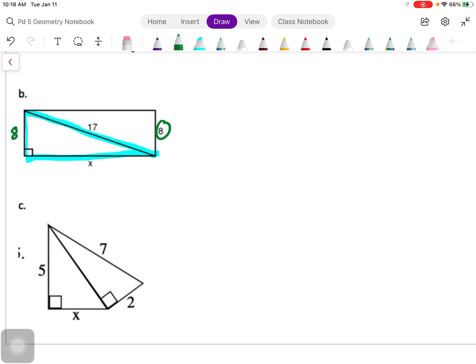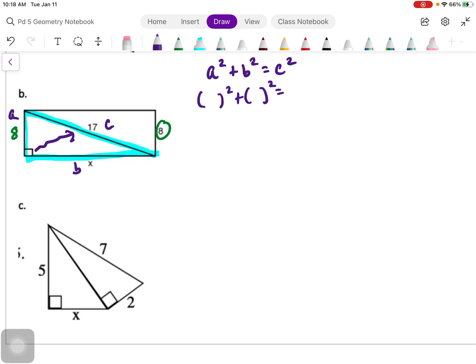So again, we want to start by figuring out which one is C. In this case, we know C to be 17. A is 8, B is X. So we go ahead and write our Pythagorean theorem. We plug in our values.